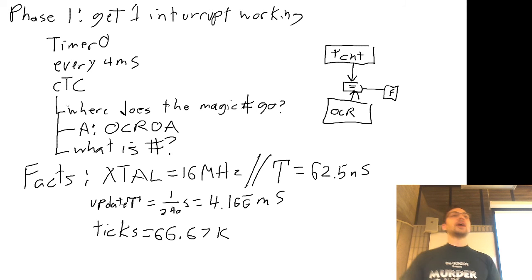So what do we have as an option? This isn't going to work. We need 66,000 timer ticks at 16 megahertz.